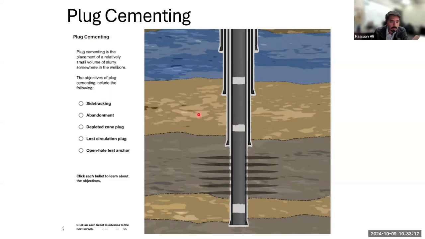This is done for multiple reasons. It can be used for side tracking and abandonment. One of the critical reasons why plug cementing is done is that once the well has stopped producing, you will deploy these cement plugs, essentially capping the well so that the formation fluid cannot come back into the tubing. It is done for a couple of other reasons as well. For example, when we have a depleted zone, it is done to plug that zone. It is also done for abandonment, side tracking, as well as to prevent loss circulation.